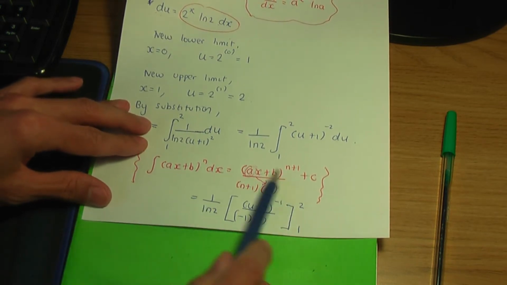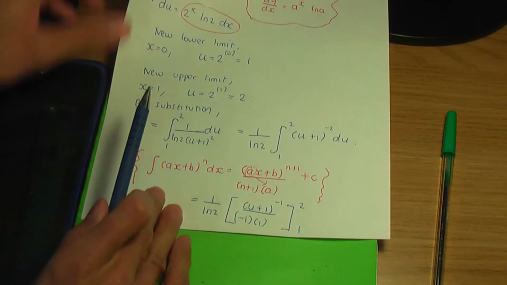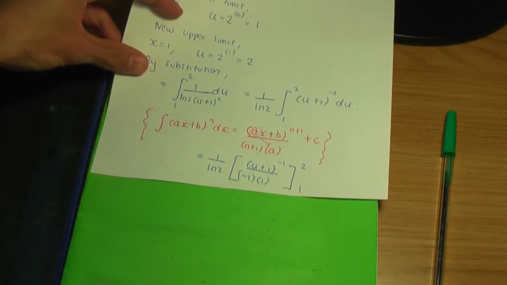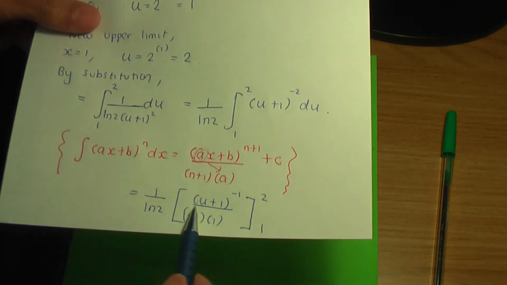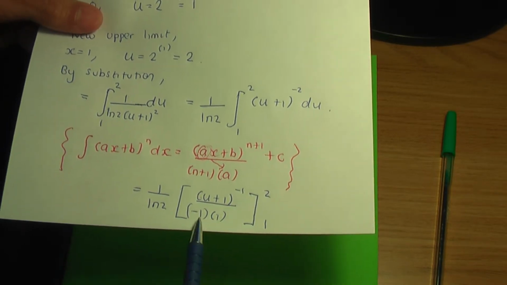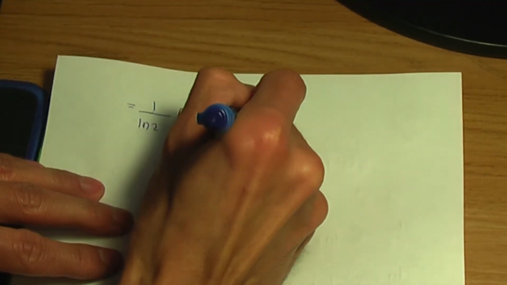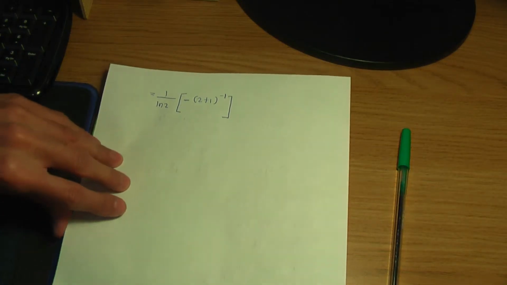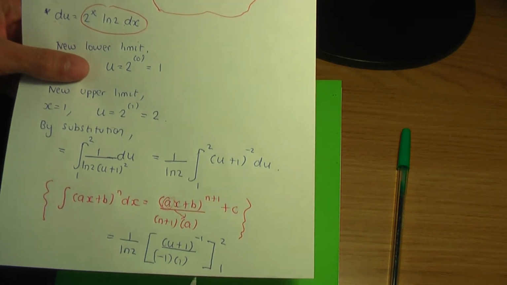Now, if we calculate the solution to this, we've calculated the solution to the original integral. So let's work out the solution to this. So upon replacement of the upper limit, which is 2, we're going to have 1 over ln 2. And if we put the upper limit, which is 2, I'll have 2 plus 1 to the minus 1 over minus 1. So I'm going to write that minus here. So 2 plus 1 to the minus 1. That is what you should have upon replacement of the upper limit, which is 2.